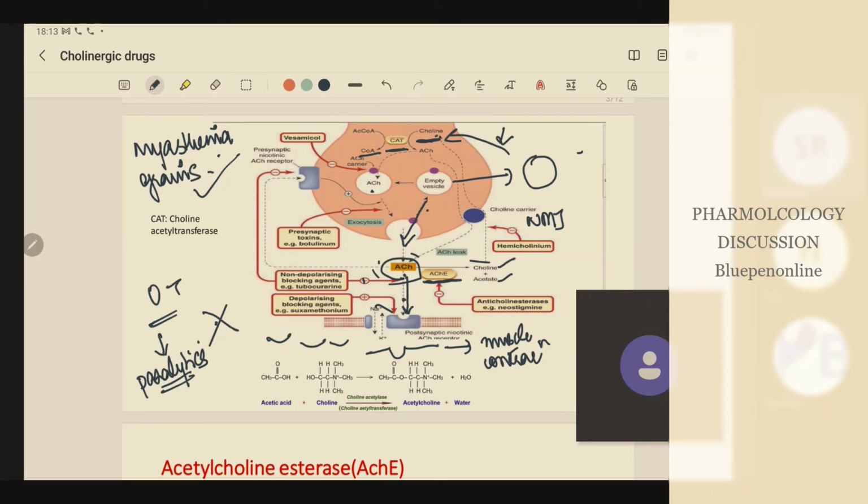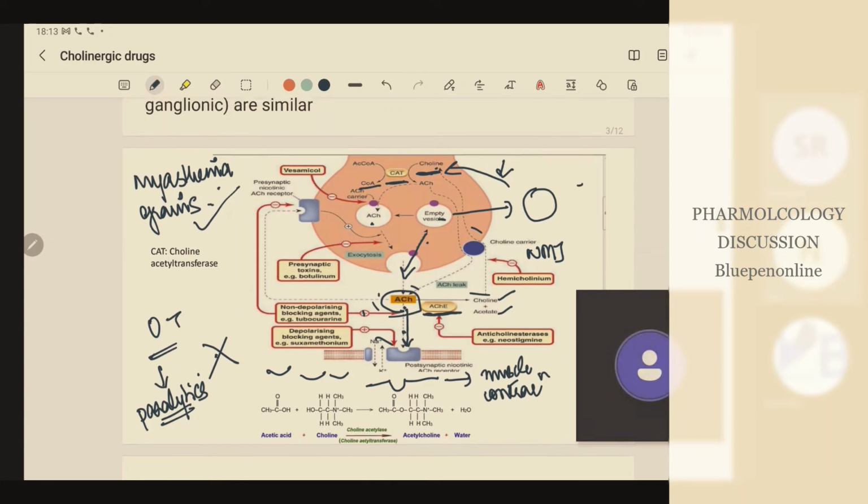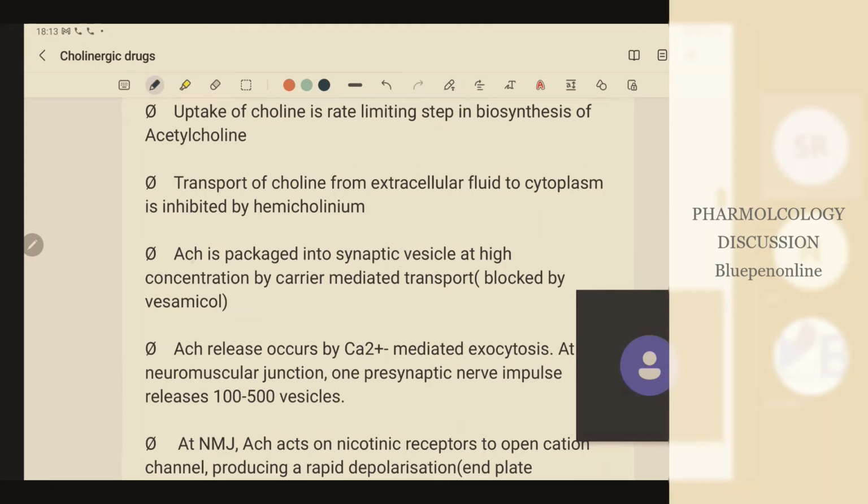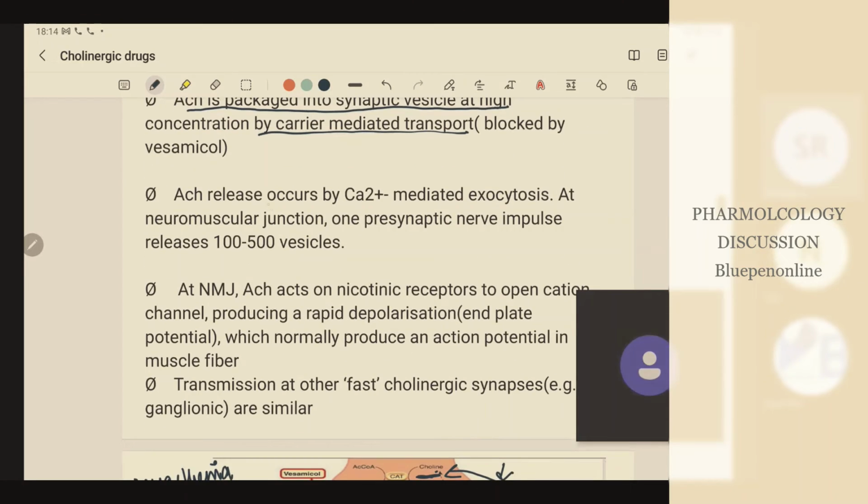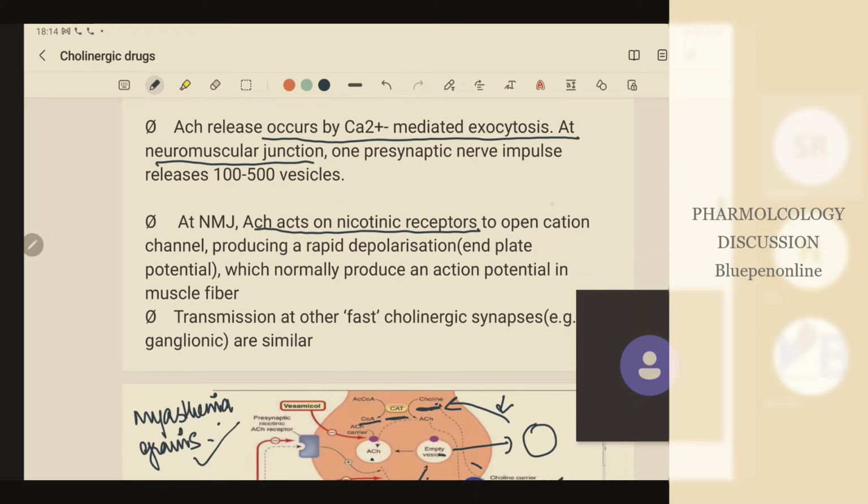Okay, so choline again goes back and the same cycle continues. If you want, you can note this down: acetylcholine is packaged into synaptic vesicles at high concentration by carrier-mediated transport. Then it is released by calcium-mediated exocytosis at the neuromuscular junction. Acetylcholine acts on nicotinic receptors to open cation channels, producing rapid depolarization. So this leads to an action potential in the muscle fiber.